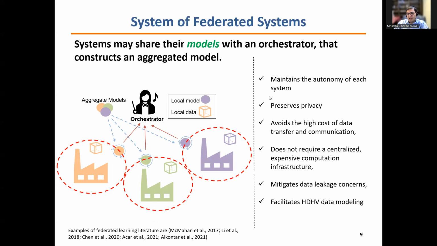So this approach maintains the autonomy of each system, preserves their privacy because the data is not shared, avoids the high cost of data transfer and communication, and does not require a centralized, expensive computation infrastructure. It also mitigates data leakage concerns because no data is shared. And also, because of the collaboration that exists in this framework, it facilitates HDHV data modeling.